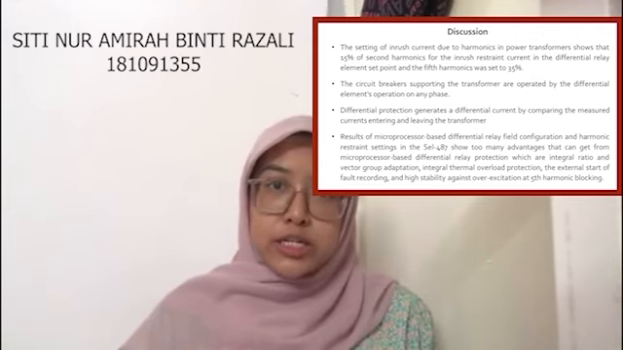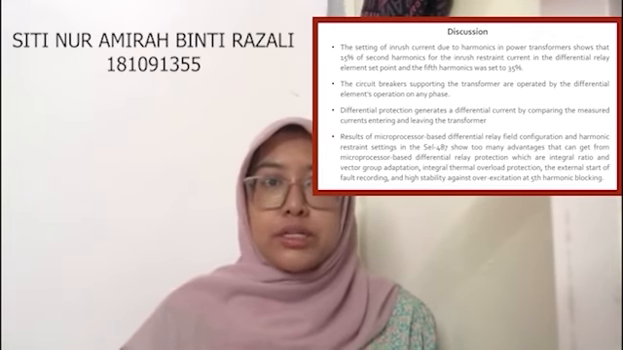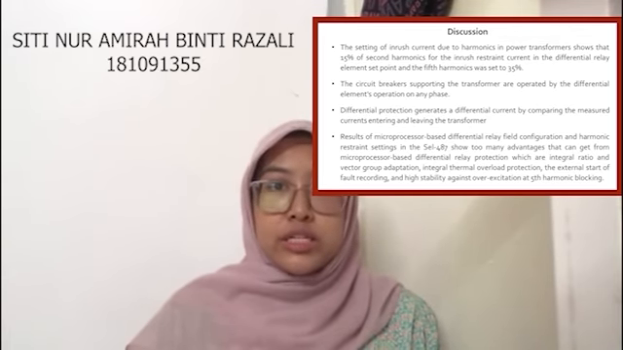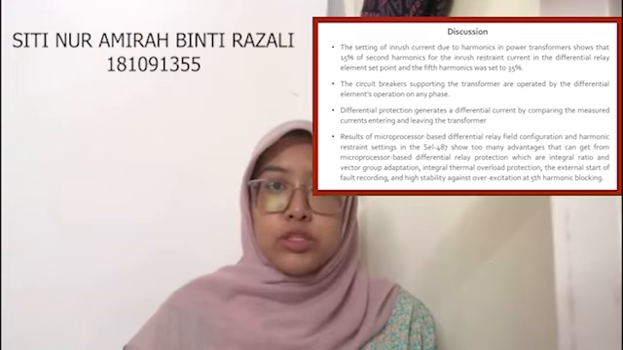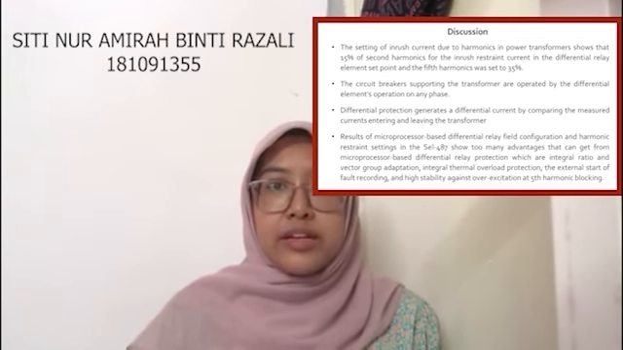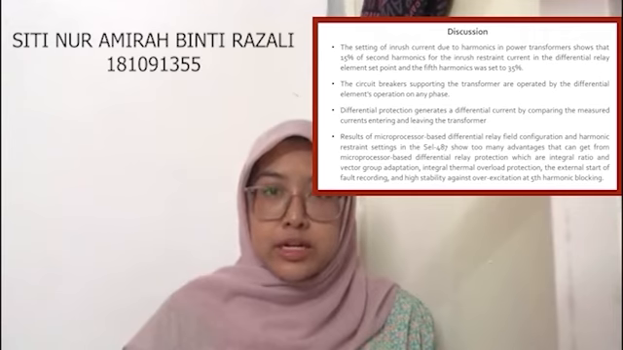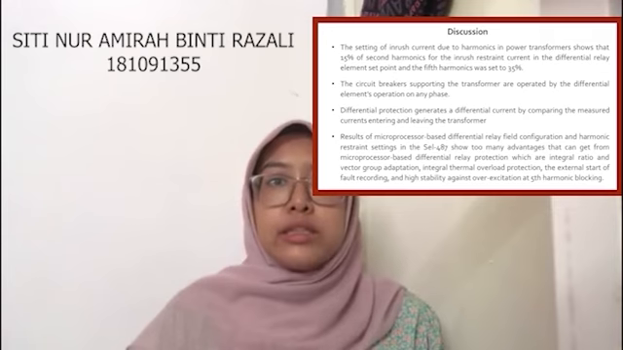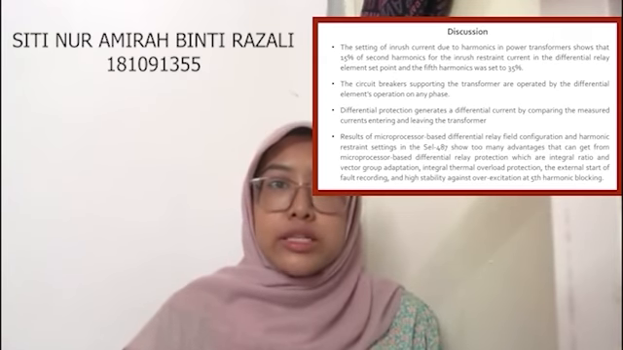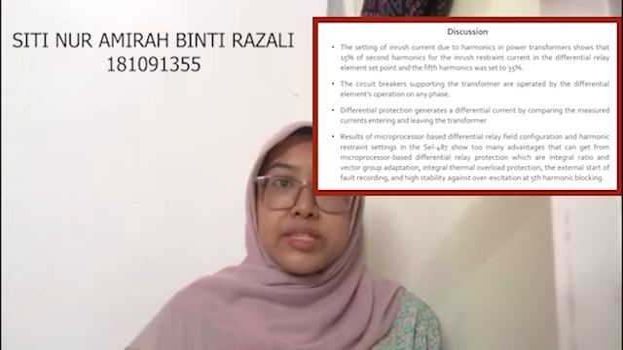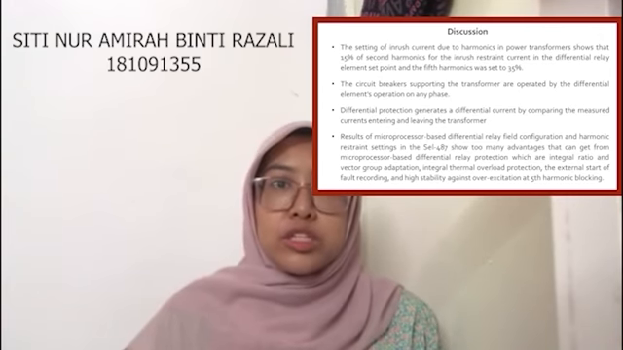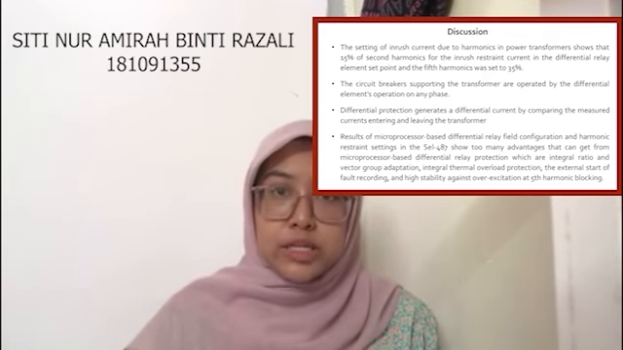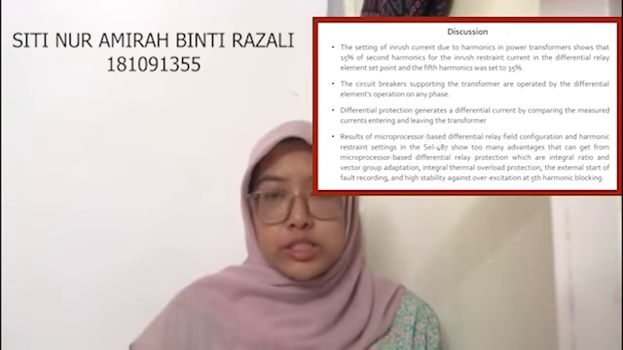Differential protection generates a differential current by comparing the measured current entering and leaving the transformer. The differential current is 0 when current is flowing through the transformer, assuming an ideal transformer and ideal current transformer. A condition of internal fault is indicated by a differential current greater than 0. Due to the CT measurement error and the positioning of the load tap changer, the differential current for a normally operating transformer is always greater than 0.